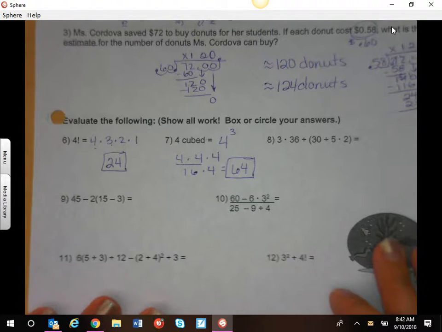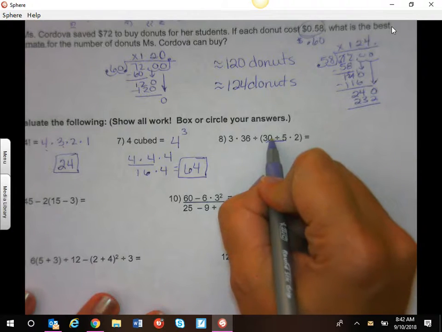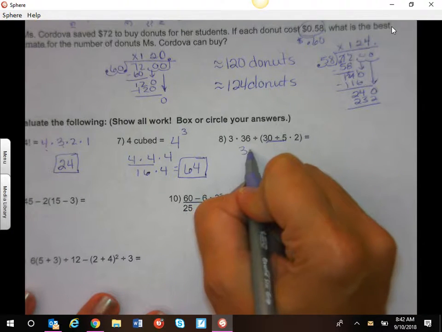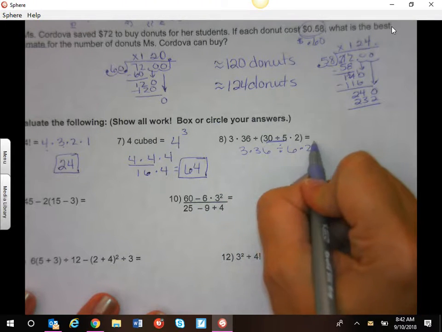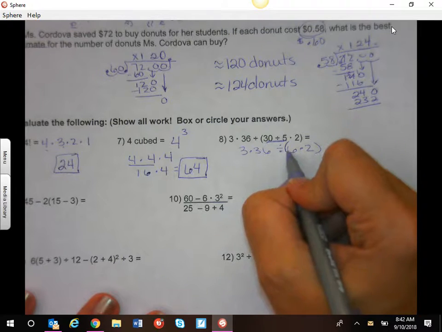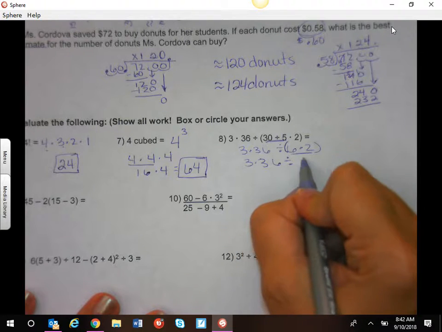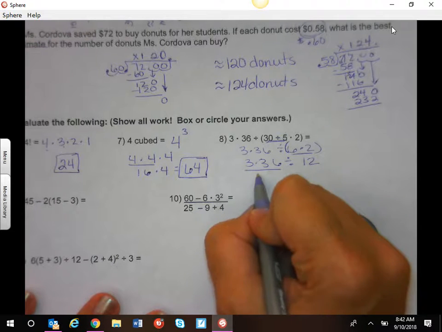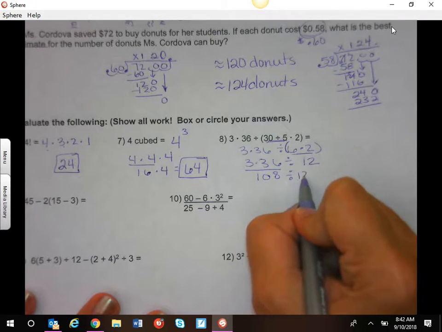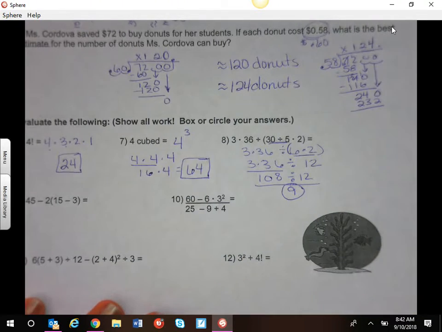We had some PEMDAS here. We know we need to do the parentheses first, and within the parentheses, left to right for multiply, divide. I'm going to say 3 times 36. 30 divided by 5 is 6 times 2. This is still in the parentheses, so I need to do that next. 3 times 36 divided by 12. Now I've got multiply and divide. Again, left to right. This is 108 divided by 12 is 9. So make sure you're very careful with that left to right piece.